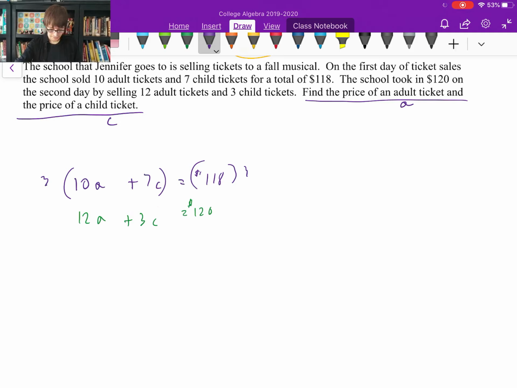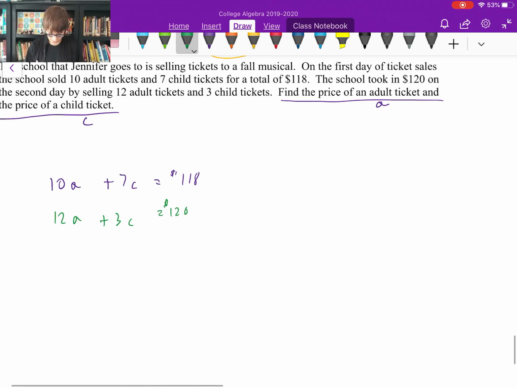But just for the sake of making sure you have an example of substitution, I'm going to do this one using substitution. Okay, so I'll just take the second equation and solve for a variable. Let's say we solve for, I don't know, C. Let's try solving for C on the second equation. So we get 12A plus 3C equals $120. We want to solve for C. I just arbitrarily chose that C. So let's solve for it.